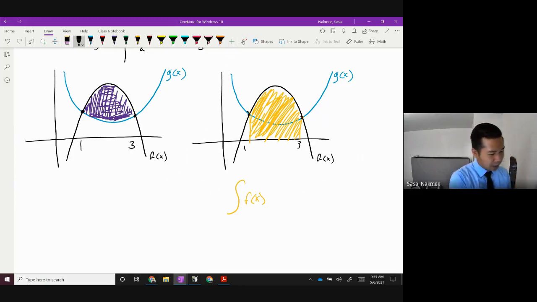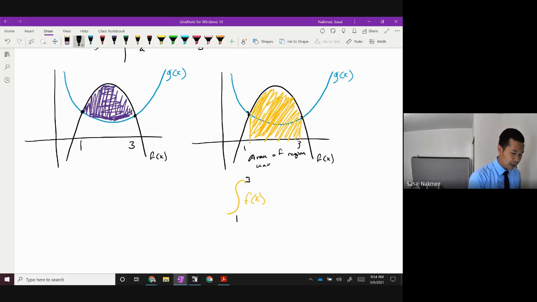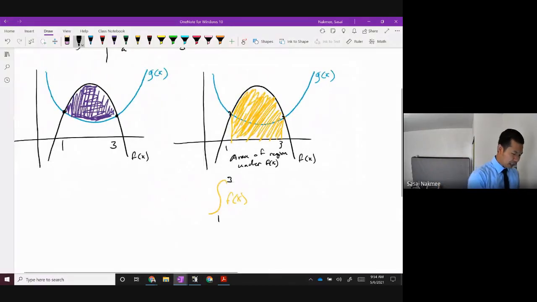How do I get this area that I have in orange right here? It's just the integral of f of x only, and I'm doing the integral from 1 to 3. This is the area of the region under f of x. That's what we got here. Now, that's not what I want, though. I want the region between f and g.